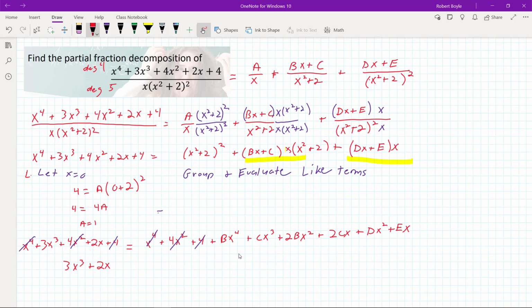And now what I want to do is rewrite this grouping all of the terms with the same degree. For example, for terms of degree 4, I only have one, that is bx to the fourth. For terms of degree 3, I only have one, that is plus cx cubed. Now for terms of degree 2, I have two terms. I have 2bx squared and then dx squared. So this could be written as plus x squared times 2b plus d. And then finally, as far as linear terms are concerned, I have x times 2c plus e.